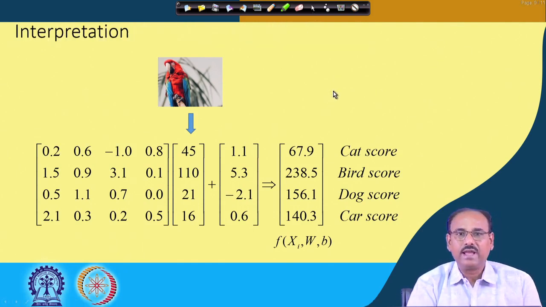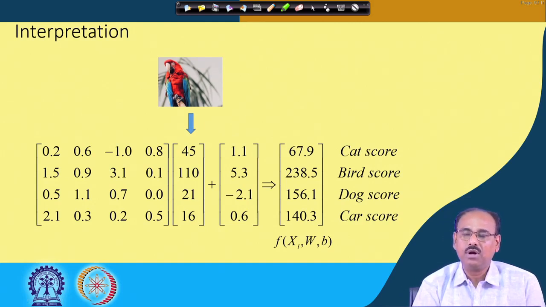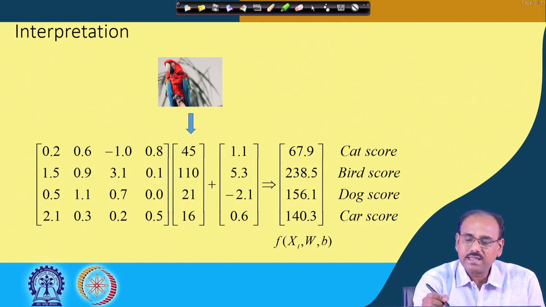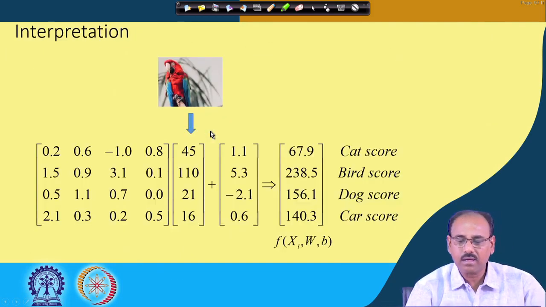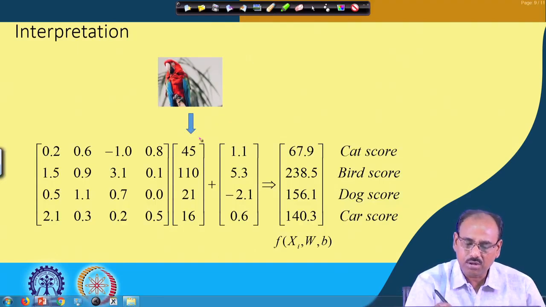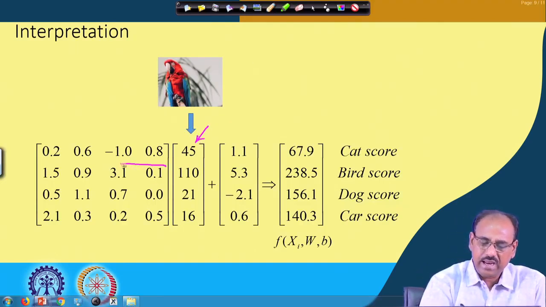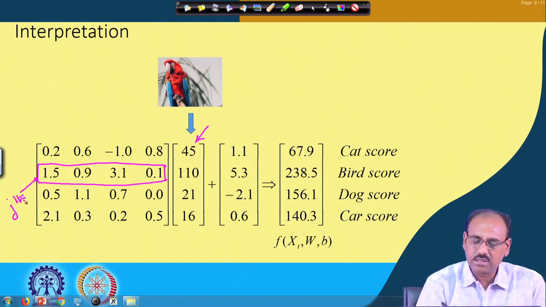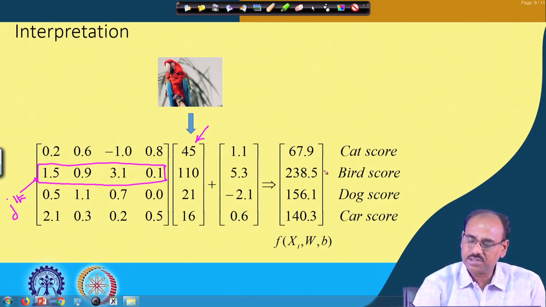Now, here comes the interpretation of the rows of the weight matrix W. Effectively, what this matrix calculation is doing is taking the dot product of the input vector with, say, the jth row vector of the weight matrix W. Suppose this is the jth row. It takes the dot product of the input vector with the vector corresponding to the jth row of the weight matrix, or parameter matrix, and it generates the jth component of the score vector S.